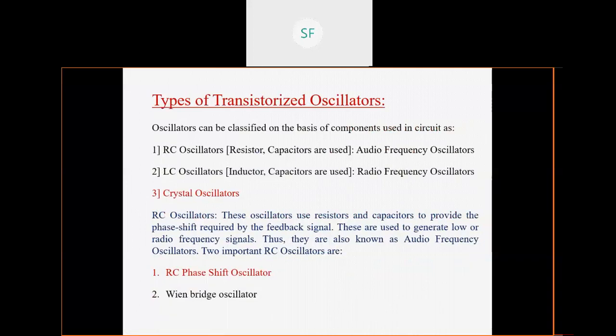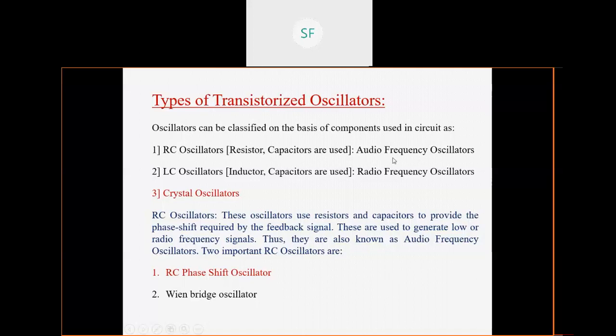Then there is another very small concept, and we will take a quick look. It is regarding the types of transistorized oscillators. These are the classifications. Oscillators can be classified on the basis of components used in a circuit, such as RC oscillators. If your circuit uses resistor and capacitor, then those oscillators are called RC oscillators. R stands for resistor, C stands for capacitor.